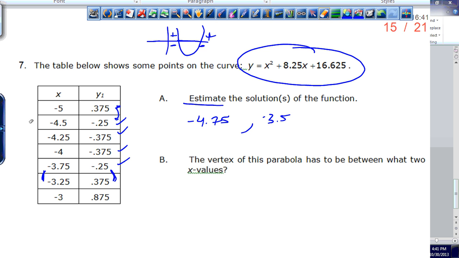Last thing, I'm going to clean my table up, is where is my vertex? So remember, vertex is between the two lowest points. So I look to see where my two values are the same. Two values the same are right here. So which x values are they between? They're between negative 4.25 and negative 4.